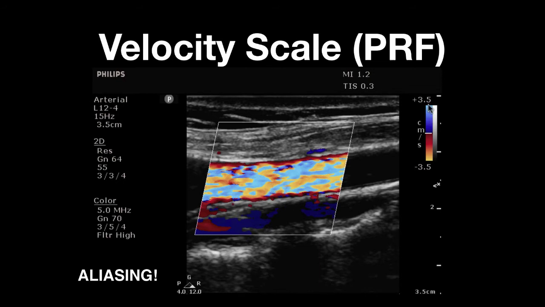You've got blue is directed towards the transducer, red is the color directed away. Here you can see that you have a lot of ambiguous flow directions, and that's because of the velocity scale being inappropriately set. Keep in mind that your preset will usually put you in the right range based on each blood vessel, but here I intentionally took the velocity scale down to create aliasing.